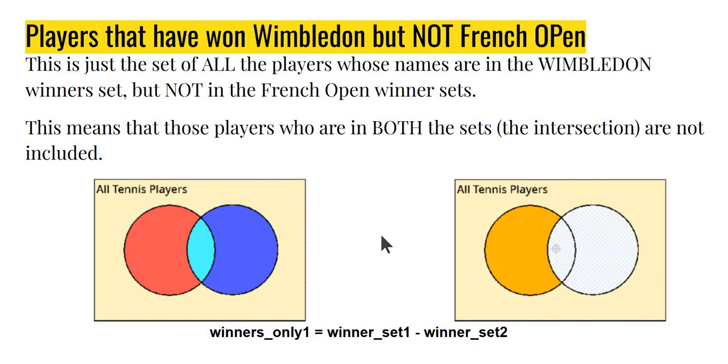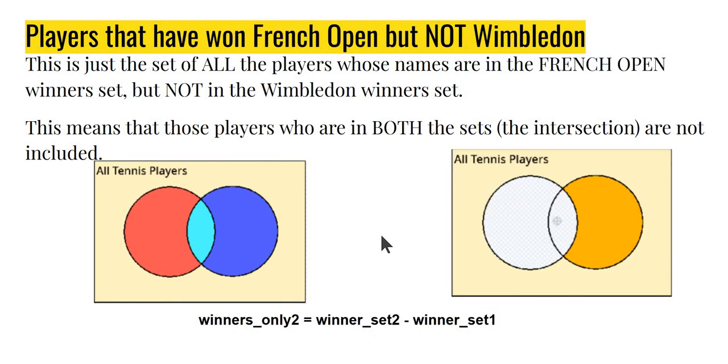A similar question can be asked in a reverse way: who are the players who have won French Open but not the Wimbledon? So that's basically this set over here. Both of these can be answered by finding the difference between the sets using this familiar minus operator. Since it's working on sets, it gives you items which are present in one set but not in the other set. Let's see this by example.